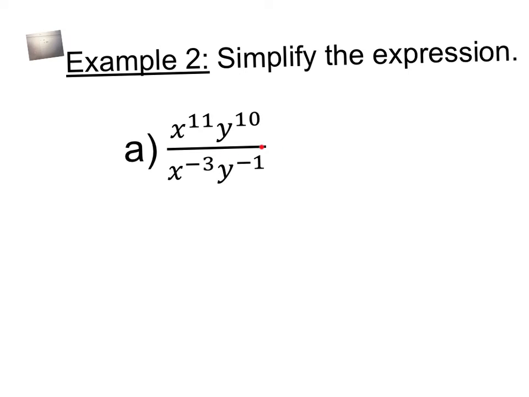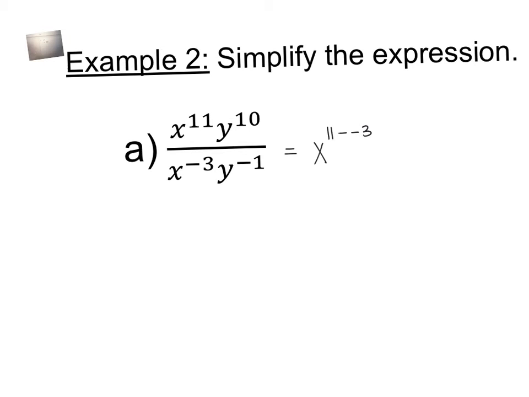I notice that this is a fraction, so maybe quotient rule. And I can combine these x's if I subtract the exponent. So I'm going to try that first. So if I have this x here, I can take 11 and subtract it with negative 3. Now be very careful when you subtract. So I like to write it out when I'm a beginner. So this is 11 minus negative 3.